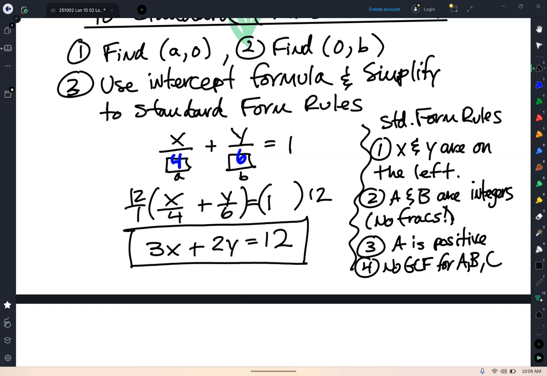There's only 4. There's no GCF for A, B, or C. Is that it? That's it. Well, that's it for the rules.